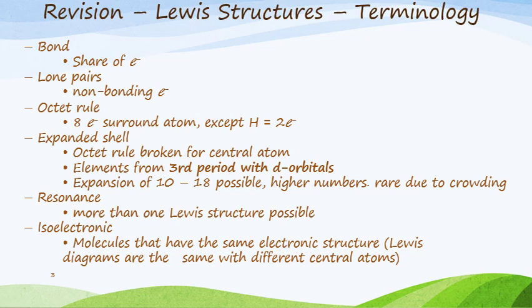It usually occurs with elements from the third period when we start with the d orbitals. And expansion of that octet can include between 10 and 18 possible electrons. There are higher numbers, but it's very rare due to crowding. Resonance, reminder that this is more than one Lewis structure that's possible. And then, of course, there's one more word, isoelectronic. This means that molecules have the same electronic structure. Their Lewis diagrams are the same, but they have different central atoms.